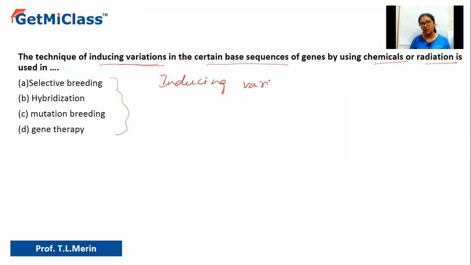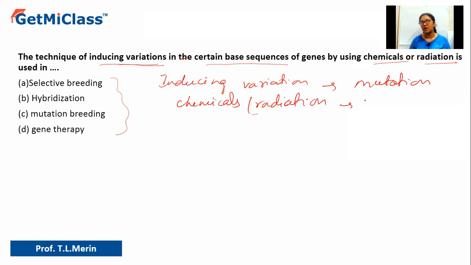Inducing variation means we are bringing about variation in the genes. That is nothing but mutation. We are bringing about mutation. And what is causing mutation? The chemicals used here or the radiations, they are the ones which are bringing about the mutation. Hence, these are called mutagens, because these can induce mutation.